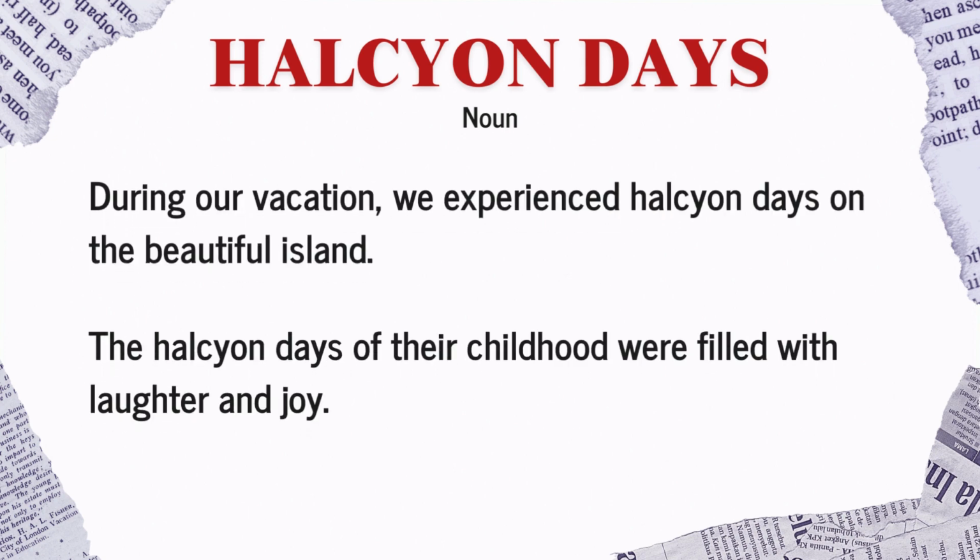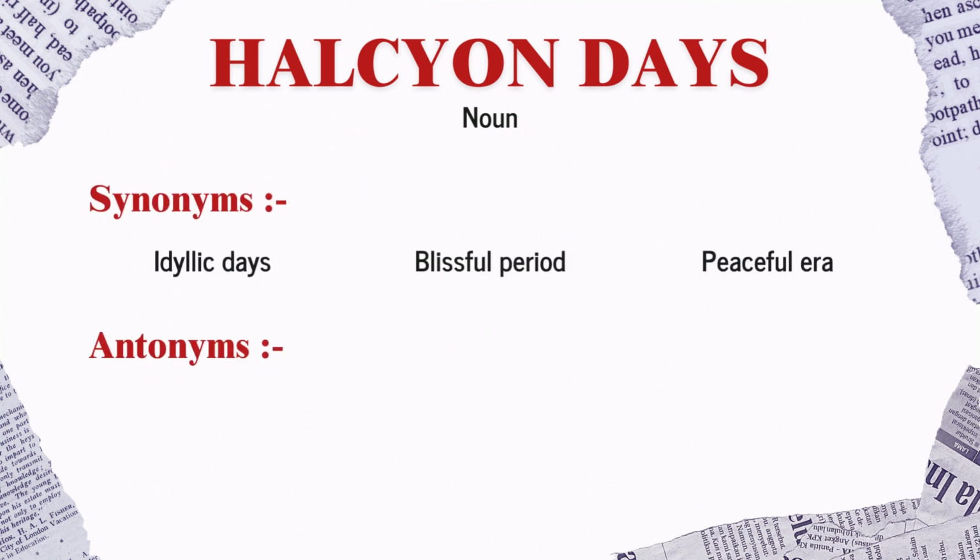During our vacation, we experienced halcyon days on the beautiful island. Another example is, the halcyon days of their childhood were filled with laughter and joy. Some synonyms for halcyon days are idyllic days, blissful period, and peaceful era. For antonyms, you can use chaotic times, turbulent era, and troubled days.